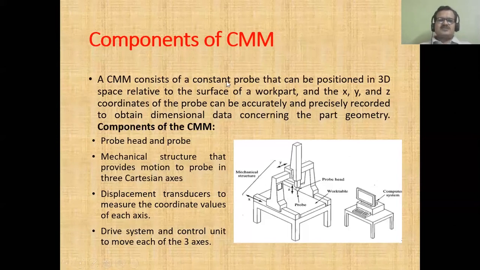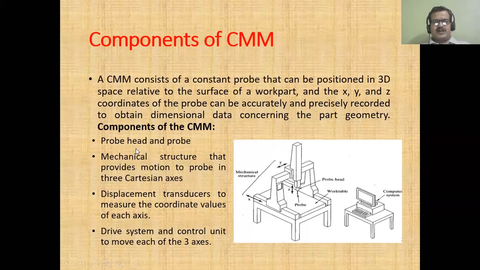So a CMM consists of a contact probe that can be positioned, and these results are connected with the computer system, and this computer system interprets the result, and even stores it so that we can use those coordinates further, and even transfer them through the computer to various other software devices. So a CMM consists of a contact probe that can be positioned in three-dimensional space relative to the surface of a work part, and the x, y, z coordinates of the probe can be accurately and precisely recorded to obtain dimensional data concerning the part geometry.